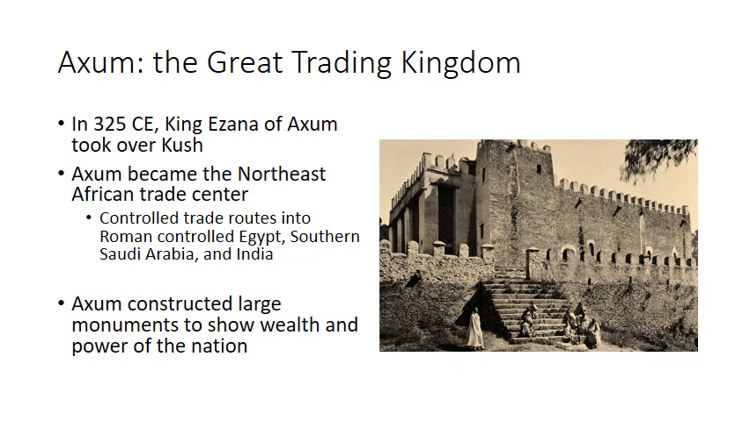In 325 CE, King Ezana of Axum took over Kush. Axum became the Northeast African trade center. They controlled trade routes into Roman-controlled Egypt, southern Saudi Arabia, as well as India. Axum constructed large monuments to show the wealth and power of the nation, as you can see in the picture to the right.